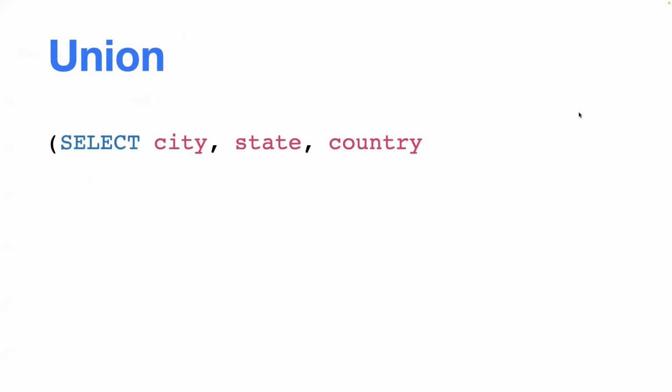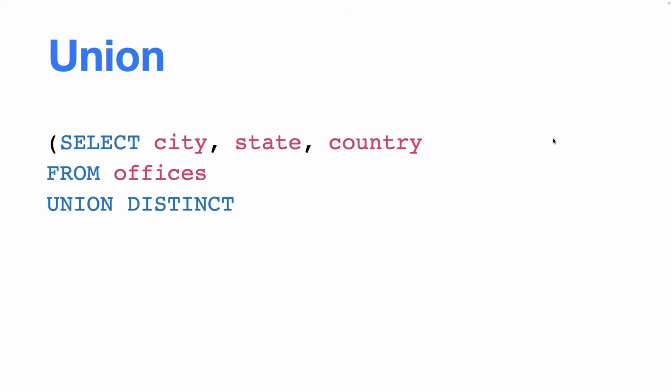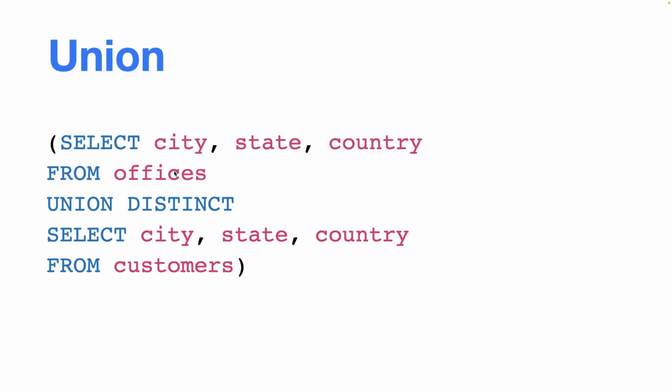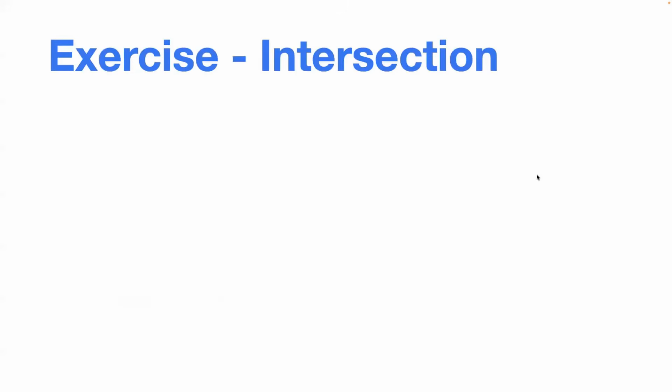So what we did was to select city, state and country from offices, and then we did a union and we only wanted to keep the distinct rows, and then we selected city, state and country from customers. So you don't necessarily need a bracket here, but it's always a good idea to put additional brackets just to make sure things are clear. But you do need a bracket here outside because you want to apply order by onto the entire union combined query. So that's union.